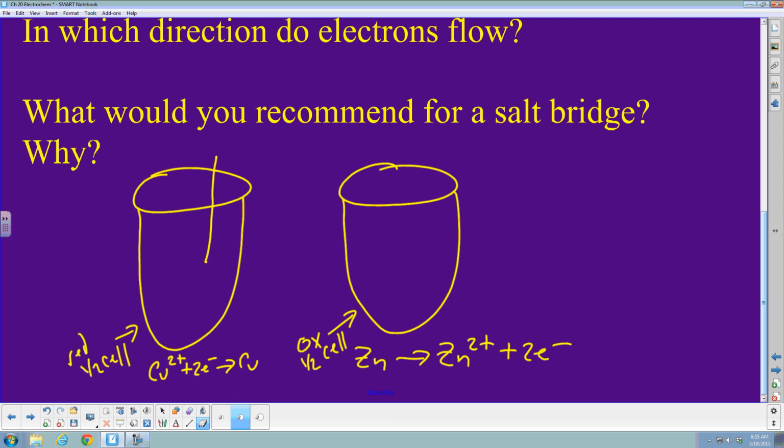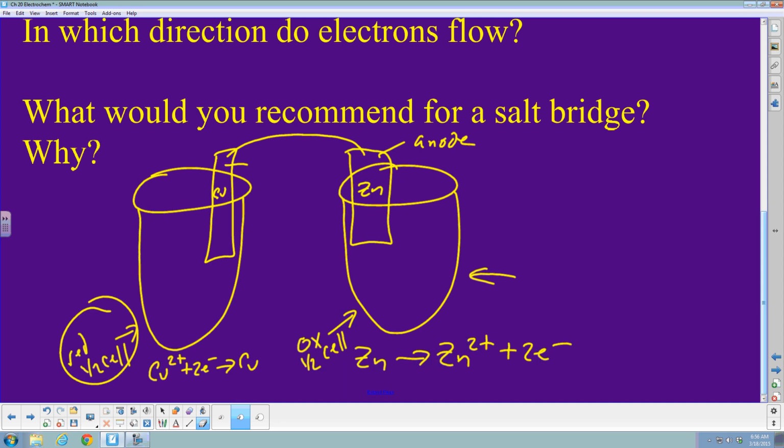Good. I have an electrode in here. And what kind of electrode will that be? That will be a copper electrode. Over here, I'll have an electrode, and that will be a zinc electrode. They're going to be connected. Since this is my oxidation half cell, that means this is going to be my anode. Since this is my reduction half cell, this means this is going to be my cathode. My electrons are going to flow from my anode to the cathode. Good. What reaction is occurring here at my anode? This is the reaction that's occurring at the anode. This reaction is occurring at the cathode.